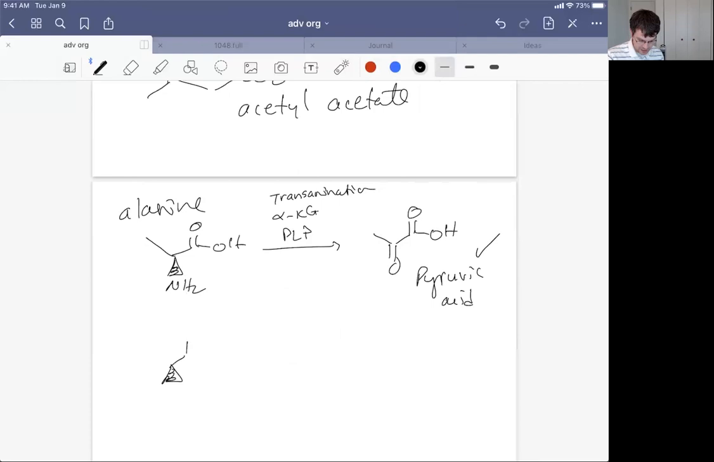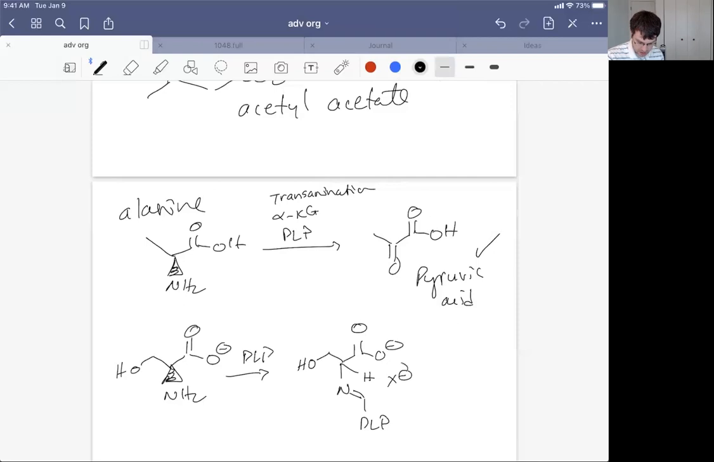Now, if we take serine, we can do something similar. But in this case, what I want to do is adduct that with PLP and then do a dehydration reaction. Dehydration means we're going to deprotonate the alpha position and kick off the OH to get minus water.